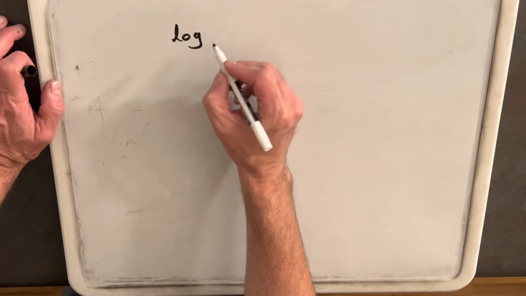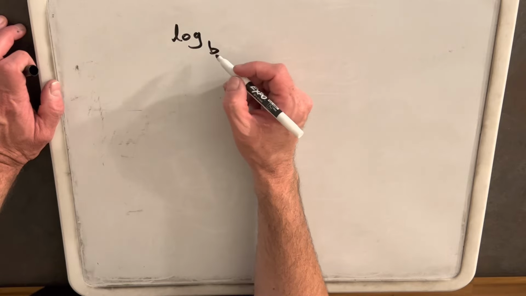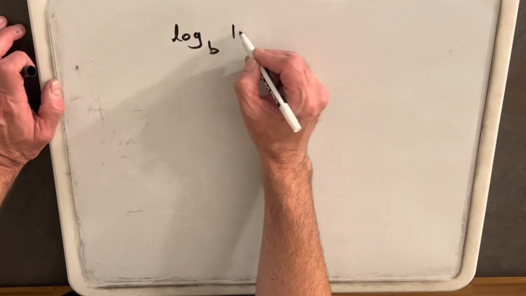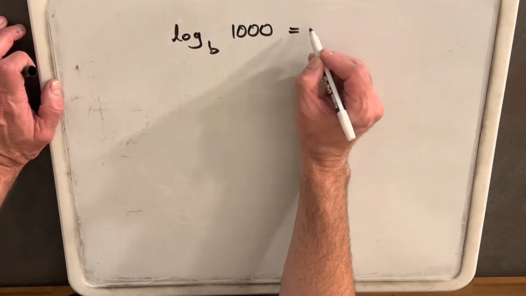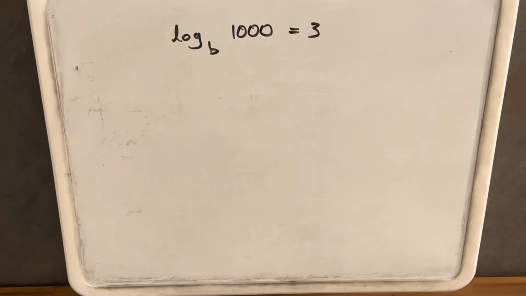Next, this is a little different. We have log base b of 1000 equals 3. They're not telling us the base. Okay.